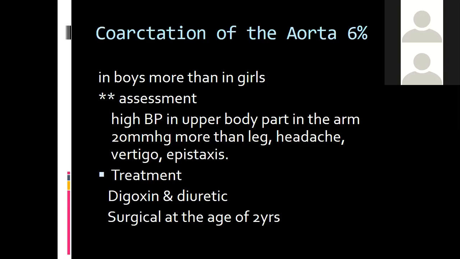They can also have it in the head, and most patients develop headache, vertigo, and vomiting in this case of coarctation of the aorta.